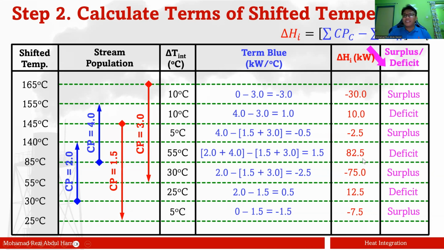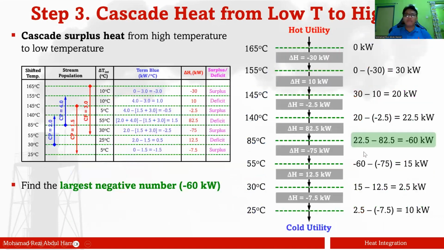Now that you have done this table, the third and last step is to cascade the heat flow from low temperature to higher temperature, or from higher temperature to low temperature. Basically, you arrange the heat flow according to the interval. Simple as that. First, you have a hot utility, because at the highest temperature, the heat needs to be supplied by hot utility, and at the lowest temperature it needs to be supplied by cold utility. So the top one is hot utility, and the bottom one is cold utility.